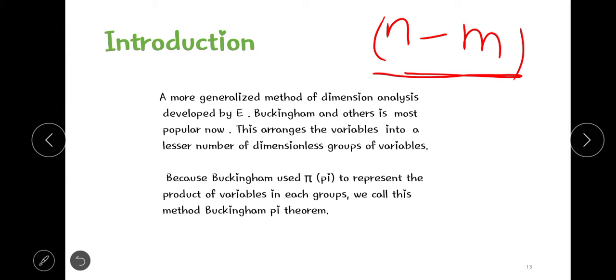Buckingham referred to these dimensionless groups as pi groups, so we call this Buckingham's pi theorem. Now what is the advantage of using Buckingham's pi theorem? The advantage is that one can predict the number of dimensionless groups to be expressed. In Rayleigh's method, we were not able to find the number of dimensionless groups after the dimensional analysis, we were not able to predict that. But in Buckingham's pi theorem, we can predict the number of dimensionless groups to be expressed. So this is the advantage of using Buckingham's pi theorem.